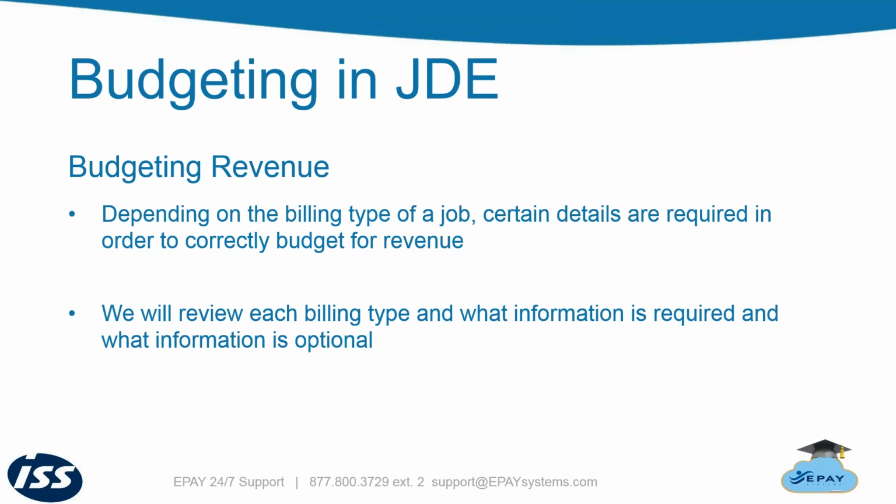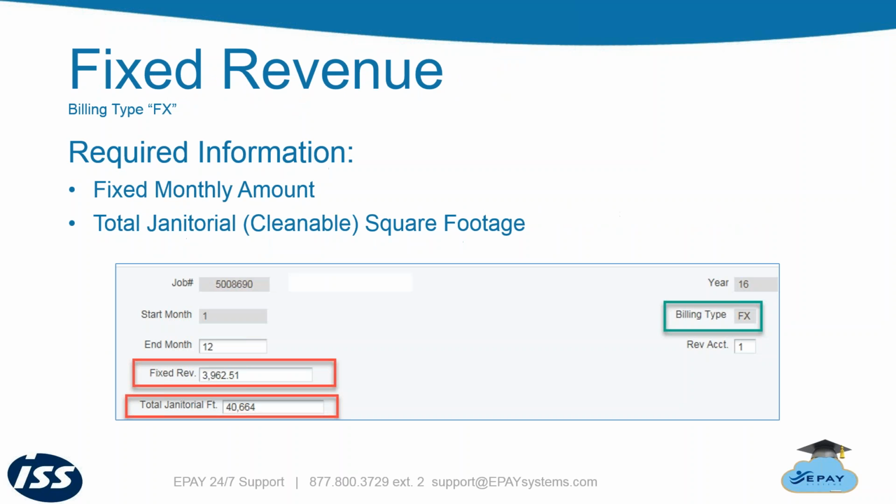So starting from revenue, the basis of the job, right? Depending on the billing type of a job, there's certain details that are required in order to correctly budget for revenue. I'll review each one of those billing types and what information is required and what information is optional. So let's start with fixed revenue, and this is known as billing type FX. Basically the only required information here is your fixed monthly amount and your total janitorial square footage. Please keep in mind this should be your cleanable square footage.